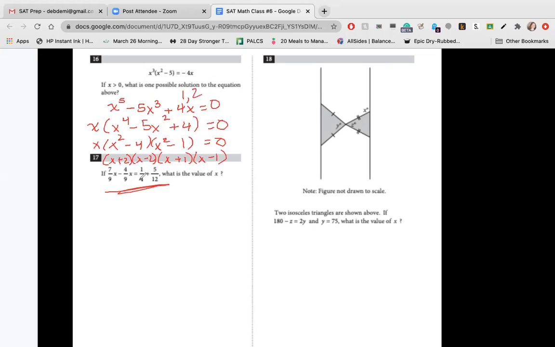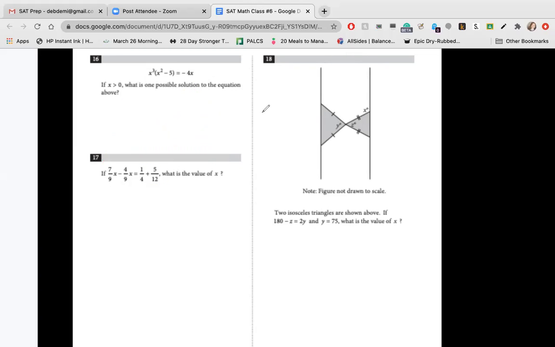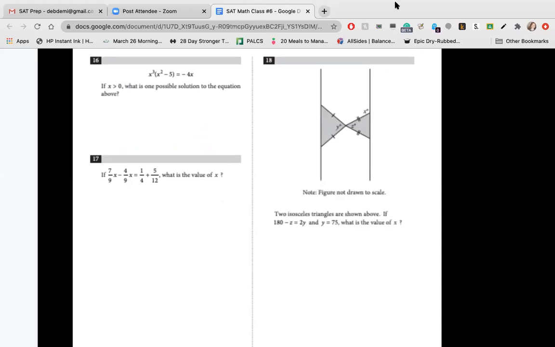This one's pretty simple. It's just like a simple algebra problem. And then, let's see. I know you guys are probably rusty. That's why you've got to really do some more tests. Oh, what's this one about?